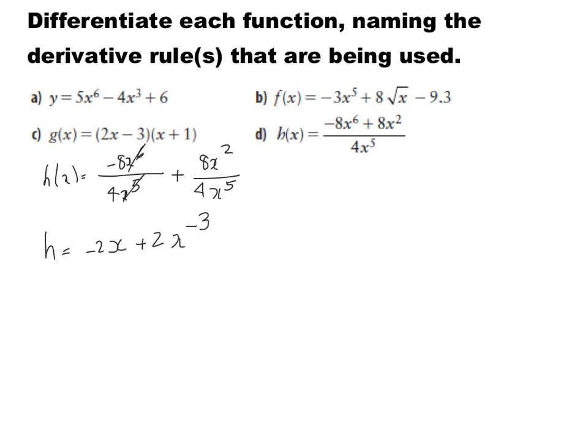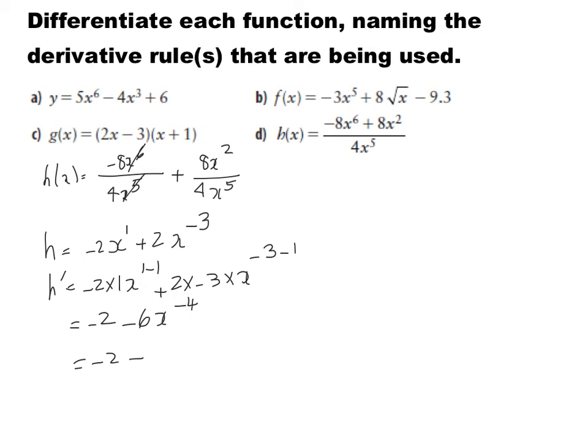Now h prime becomes negative 2x exponent 1, which is going to give me negative 2, the constant, times, remember the exponent is 1, so I'm going to bring the exponent down and then subtract 1 from the exponent, plus 2, the constant, times negative 3 times x exponent negative 3 and then subtract 1. This becomes negative 2, x exponent 1 minus 1 is 0, which is 1. Negative 2 times 3 is negative 6, x exponent negative 4. Or I can write this one as negative 2 minus 6 over x exponent 4.